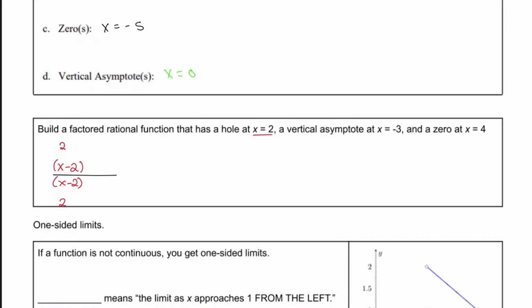If the vertical asymptote happens at -3, that means you're going to have the magic number in the denominator only. So the factor for that is going to be the opposite, x plus 3. And if the zero is going to live at regular 4, that means my magic number lives in the numerator only, and I'm going to have a factor of x minus 4. Okay? Hole lives at 2, x minus 2 over x minus 2. Vertical asymptote at -3, x plus 3 on the bottom, and a zero at 4, x minus 4 on the top.